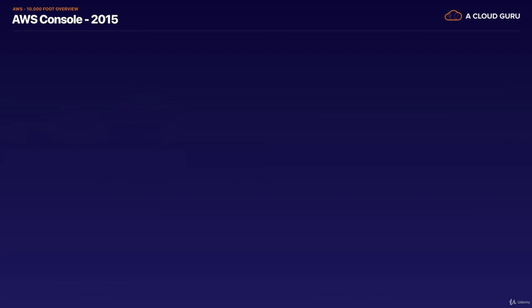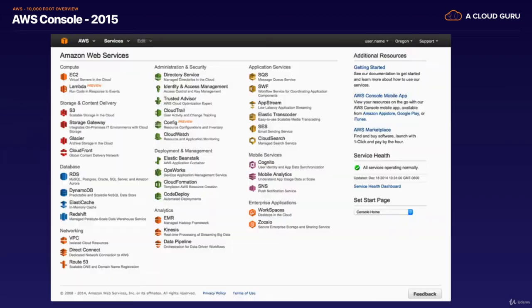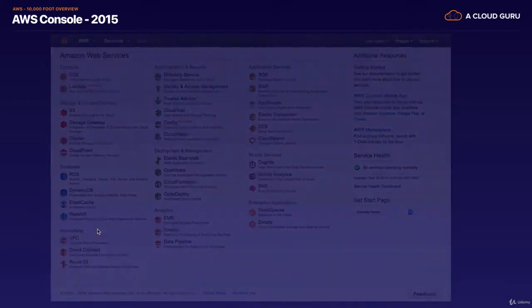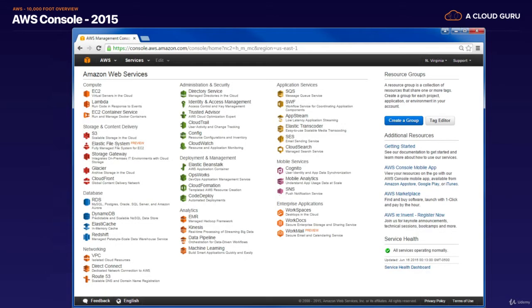So let's go and have a look at the AWS console in 2015. And this is what it looked like. Basically, when I first started recording the A Cloud Guru lectures in 2015, I'd go and talk through every single service. So what EC2 is, what Lambda is, what S3 is. And the reason I did that was because all of these services were relevant, more or less, to the Certified Solutions Architect Associate exam.